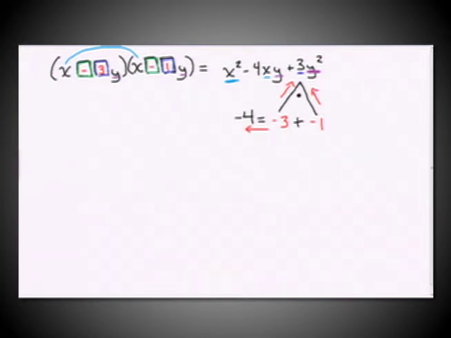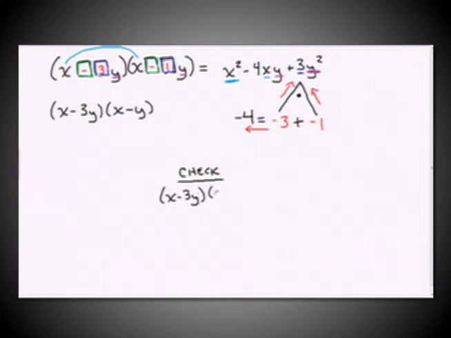So we've got our factored form of our trinomial as x minus 3y and x minus, we don't write 1y because it's understood when it's multiplied that the 1 is there. We just write x minus y. Now let's check this just to be sure. So x minus 3y times x minus y. Good old distribution, multiplying each term in the first binomial with each term in the second binomial.